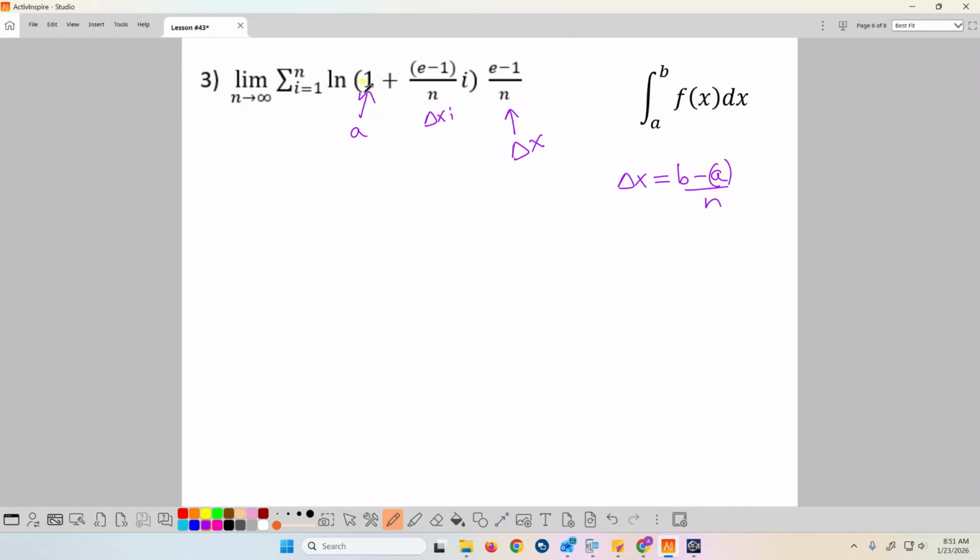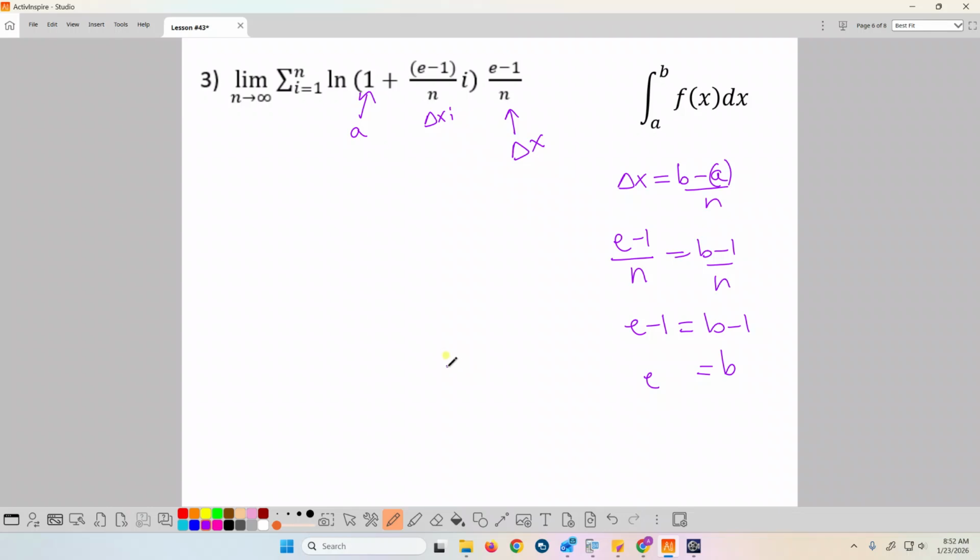Now we know that a is 1. I'm going to plug that in, but also I know that delta x is this thing, which is e minus 1 over n. So I'm going to say b minus 1 over n. Remember, if we multiply n on both sides, that goes away, and we end up with e minus 1 equals b minus 1. Let's add 1 on both sides. Adding 1 over here gives us e plus 0, which means b is equal to e.